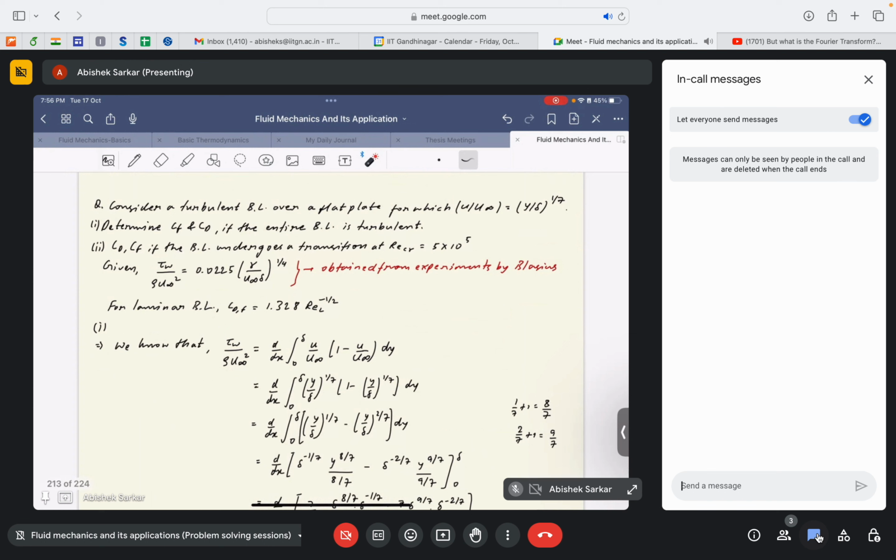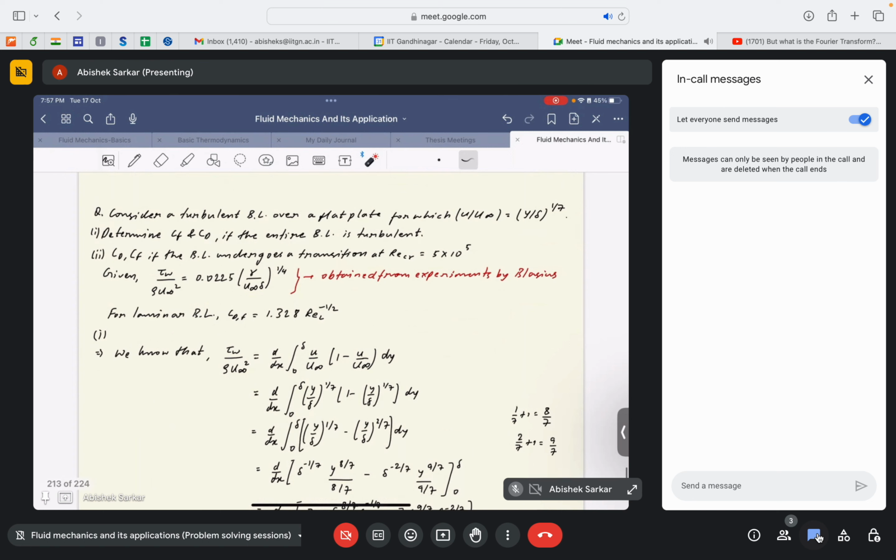And it's given that the shear stress distribution is given by this expression, 0.225 into nu by u infinity into delta to the 1 by 4. And again, for laminar boundary layers the drag coefficient is given by this expression, basically obtained from the Blasius solution.